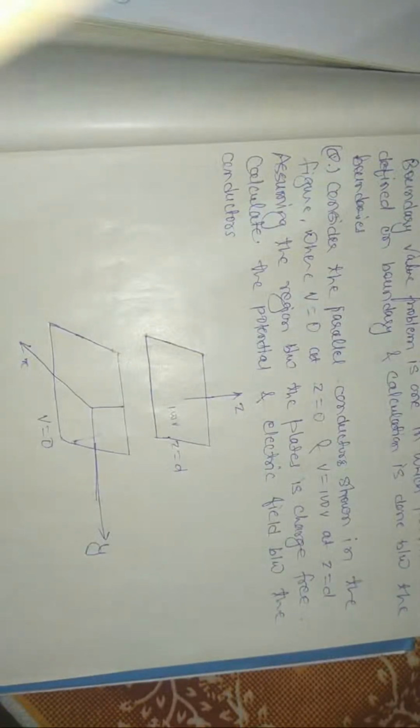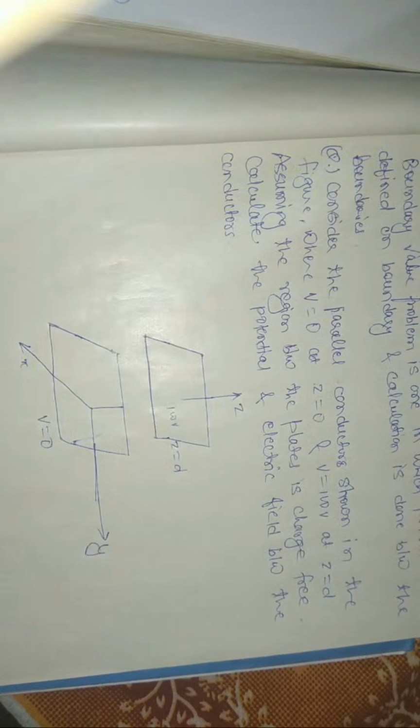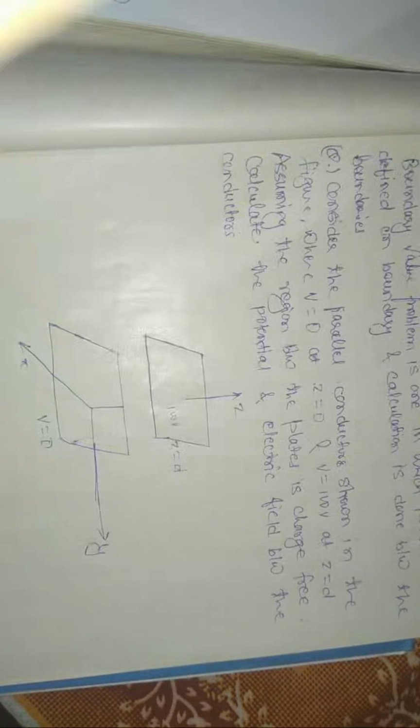Capacitance. When you have a boundary value problem, how can you solve it? First, understand the boundary value problem, in which potential is defined on the boundary and calculation is done between the boundaries. The simplest way to set the boundary conditions for an electrostatic problem is to specify the value of potentials on all surfaces surrounding the region of interest. And this situation often occurs in practice.